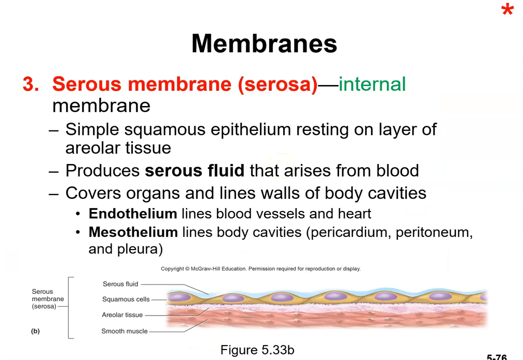The third type of membrane wraps around organs. This type of membrane is called the serous membrane. It is an internal membrane, made of simple squamous epithelium resting on a layer of areolar tissue. They are thin. Those membranes wrap around a lot of organs, like the heart and lung. This membrane produces serous fluid that arises from blood, so the organs being wrapped have moisturizer in there.